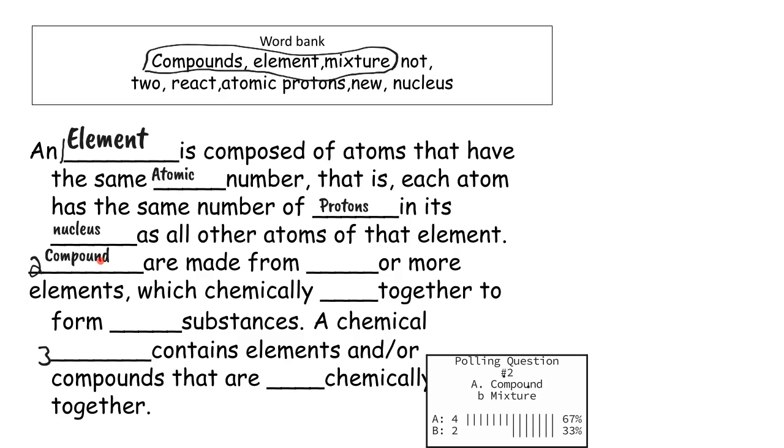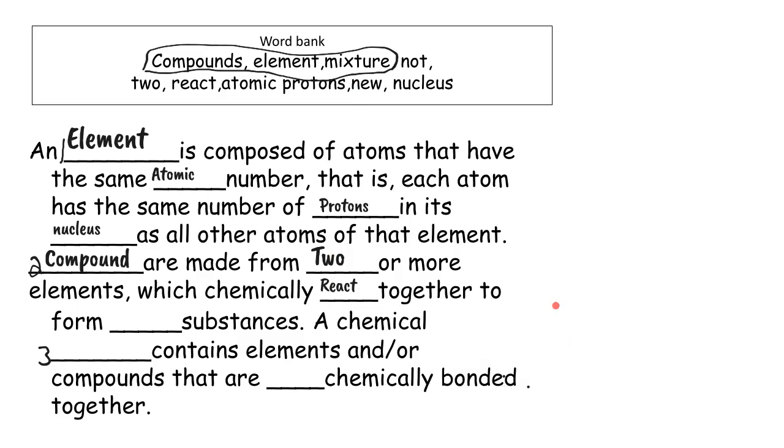All right, so a compound is what we talk about having two or more different elements, two or more different elements. Okay, no longer on the periodic table. We use the elements from the periodic table and they react together, and they form something totally new.